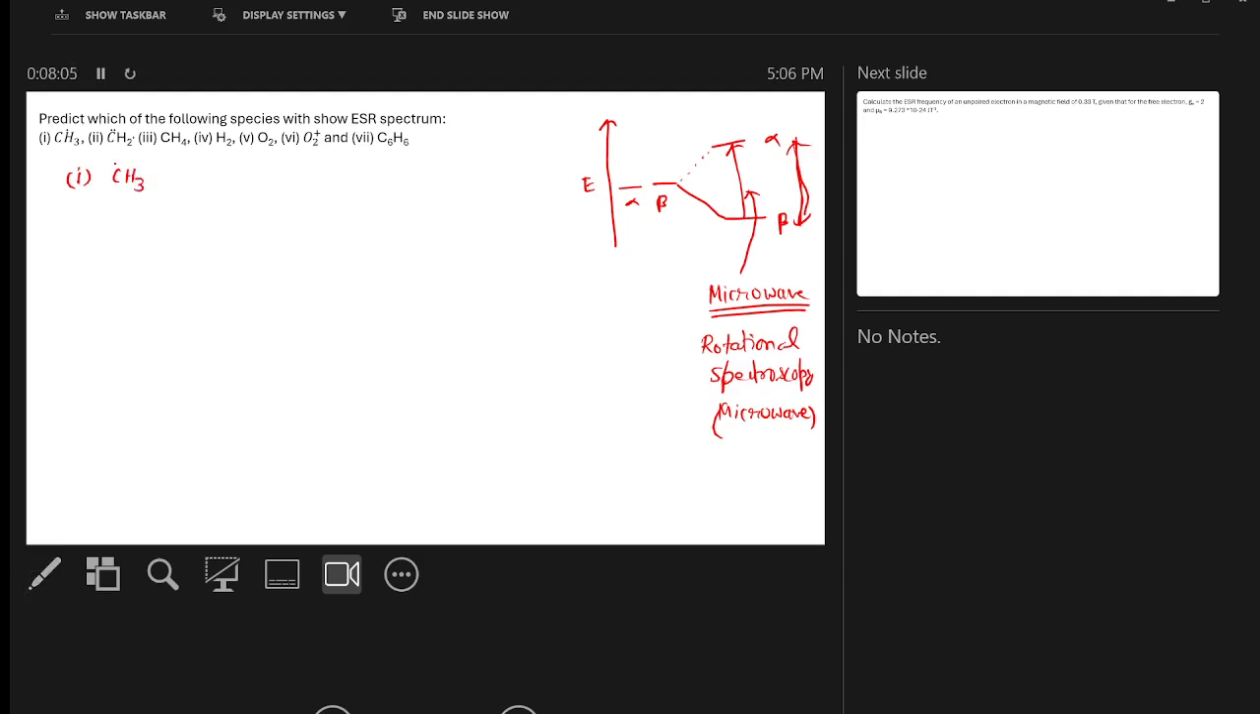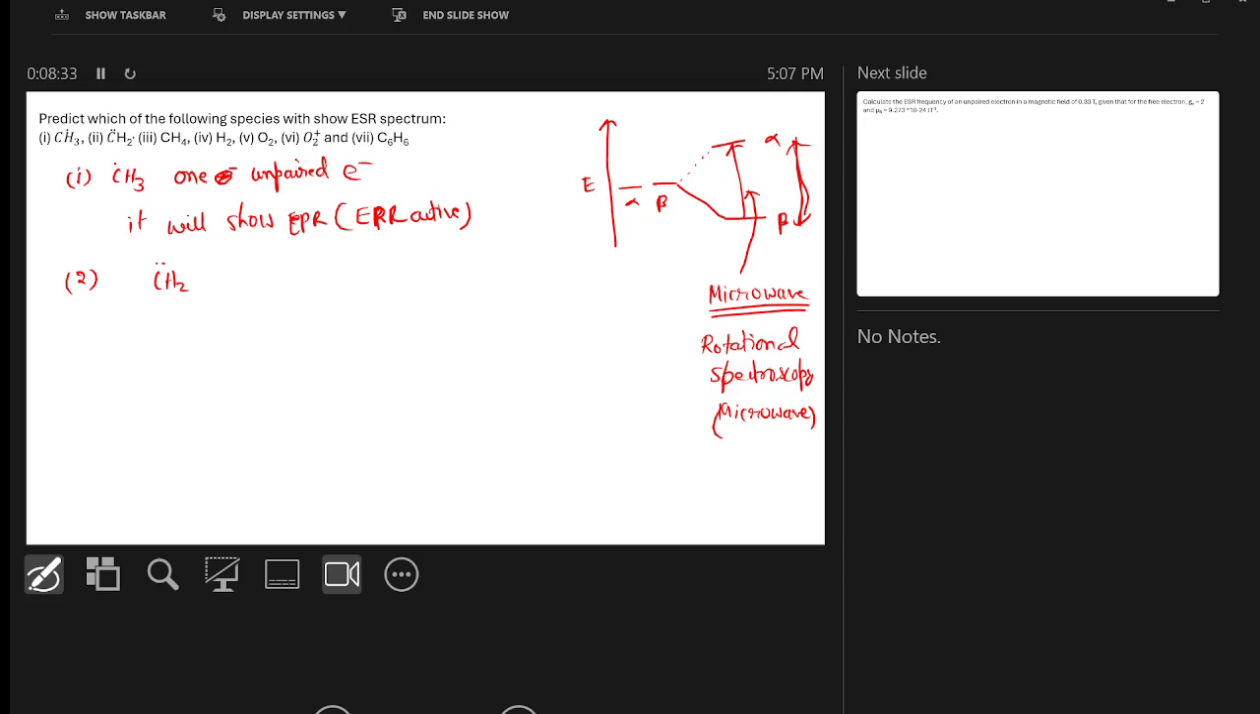You can clearly see it has one unpaired electron. One unpaired electron. So it will show EPR. I will say EPR active. Second question.